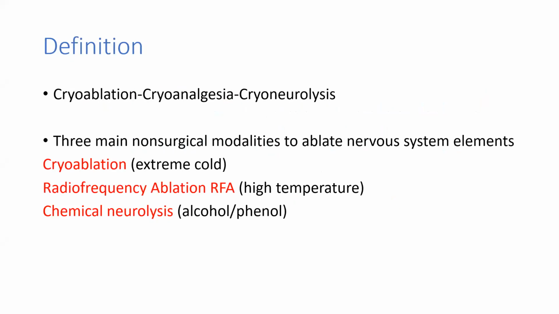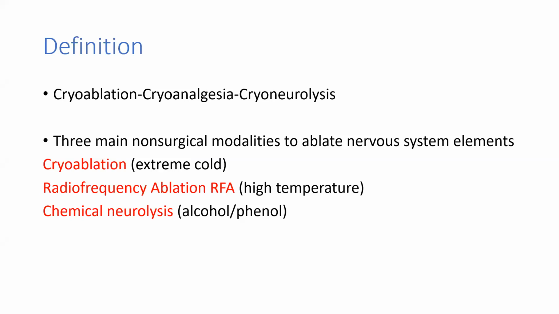So when we define cryoablation, there are certain terms that we can use interchangeably. You can call it cryoablation when you use it for pain, as that's when the application started in 1976. We call it cryoanalgesia, or you can call it cryoneurolysis if you're specifically freezing a nerve. And we all know there are three main non-surgical modalities that can be used to ablate the nervous system.